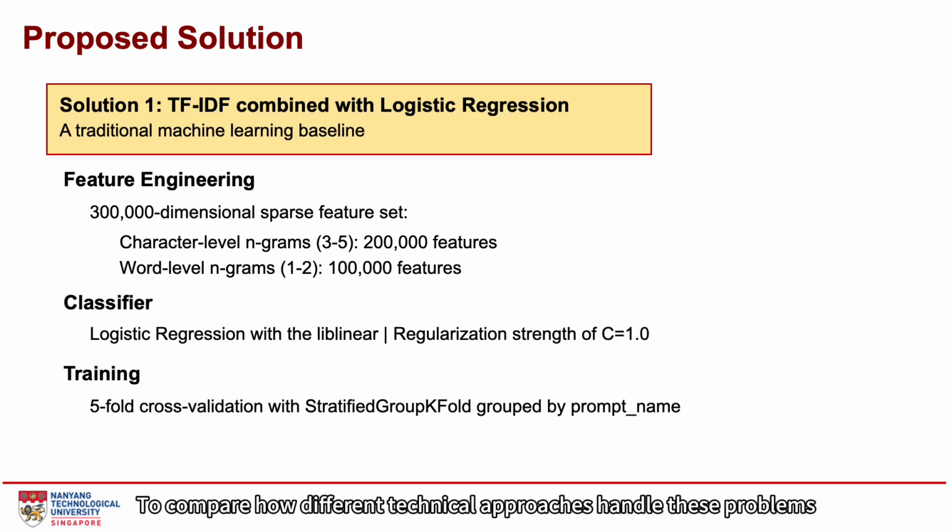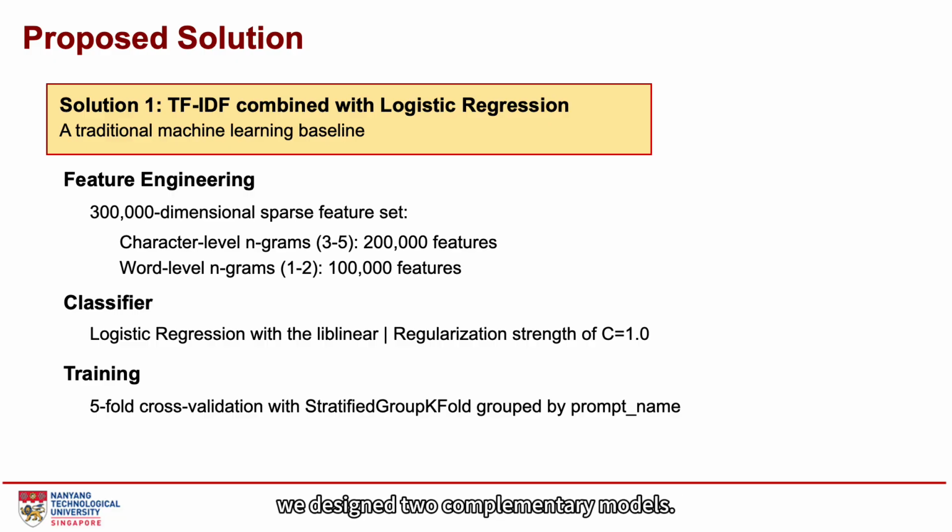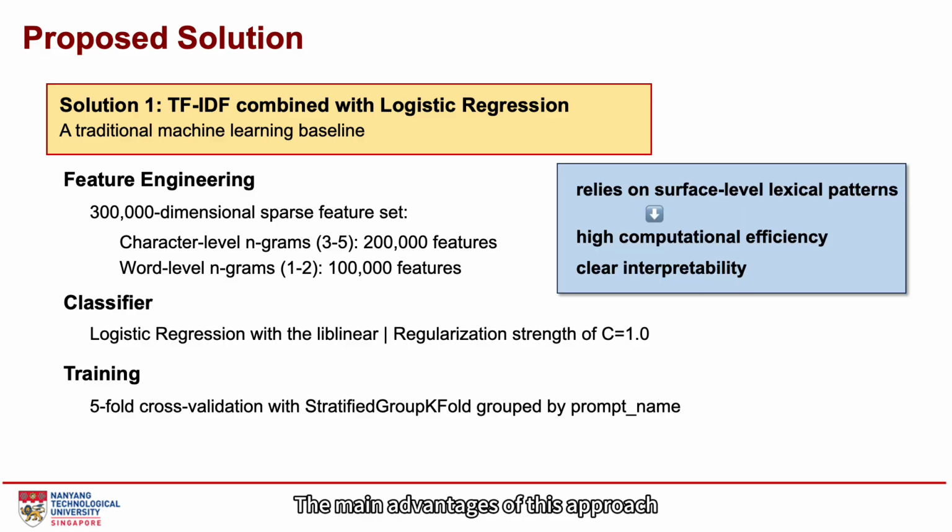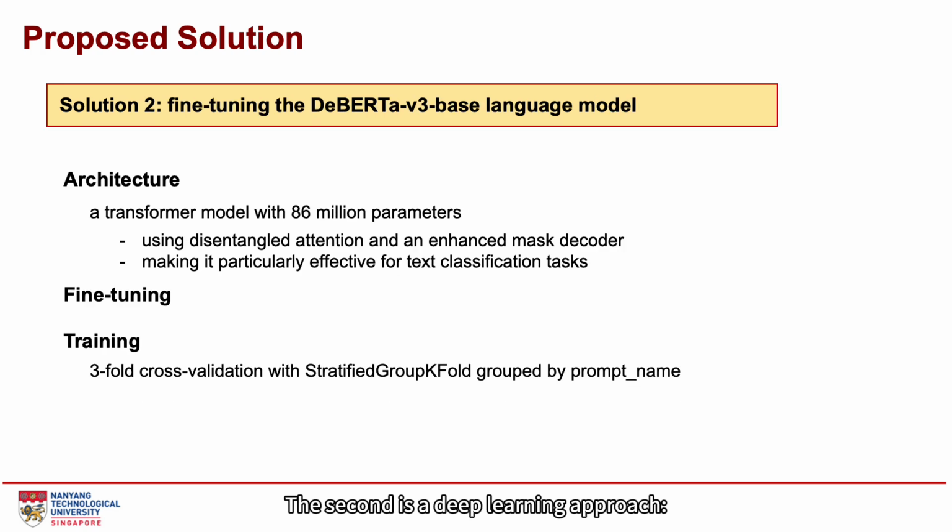To compare how different technical approaches handle these problems, we designed 2 complementary models. The first is a traditional machine learning baseline, TF-IDF, combined with logistic regression. We extracted a 300,000 dimensional sparse feature set using character and word level n-grams. The main advantages of this approach are its high computational efficiency and clear interpretability, as it relies heavily on surface-level lexical patterns. The second is a deep learning approach.